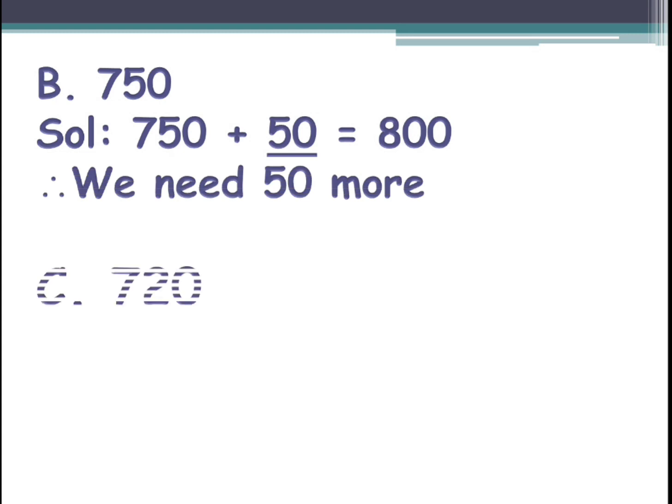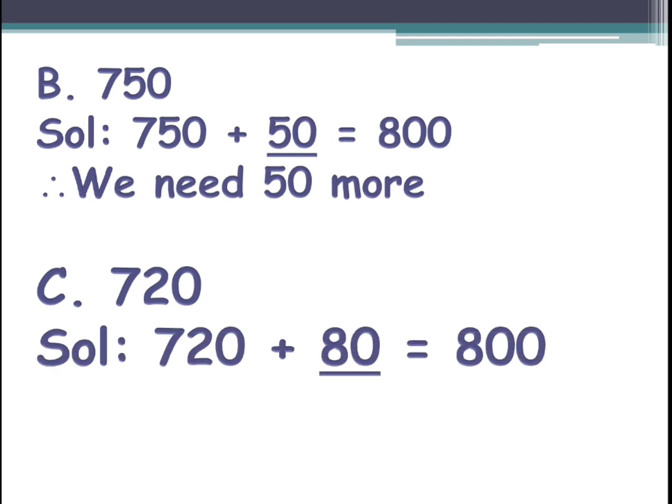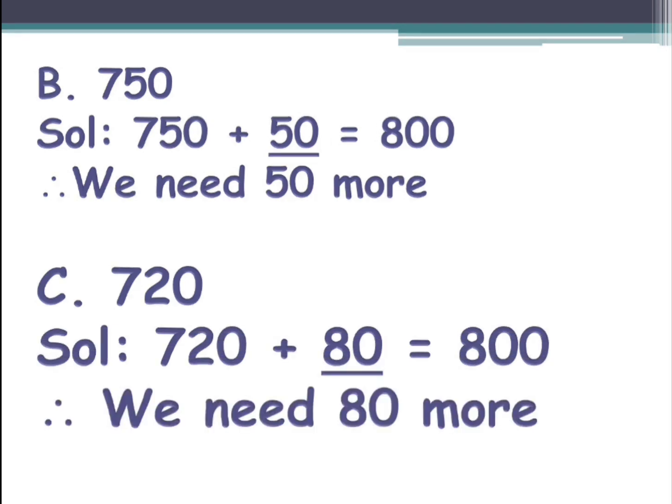Next one, 720. Here also you have 0 in ones place, so no need to add anything. But in tens place you have 20, isn't it, children? This should be made 100. For 20, how much do you need to add? 80, isn't it, children? 720 plus 80 will give us 800. So finally what you will write: therefore we need 80 more to make it 800.